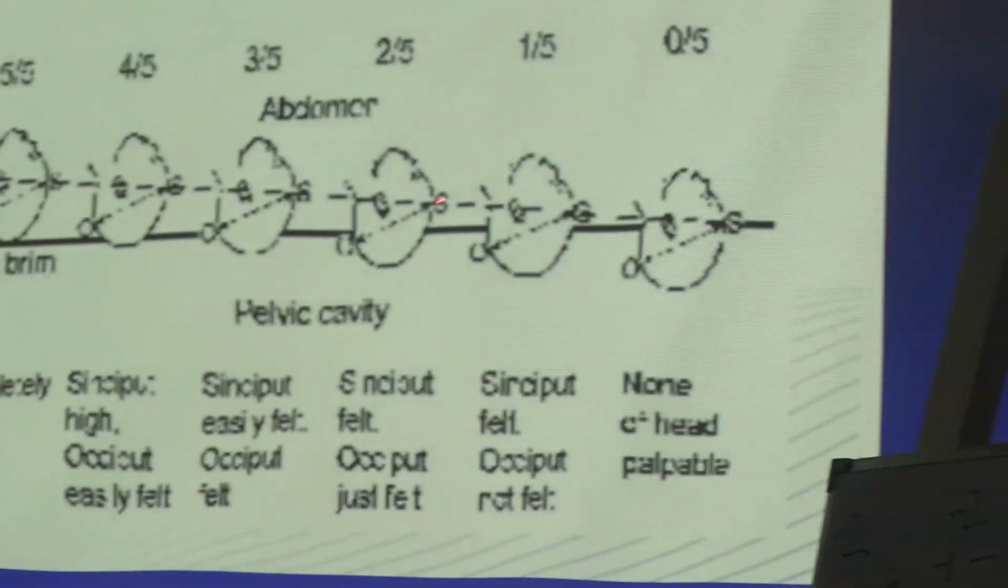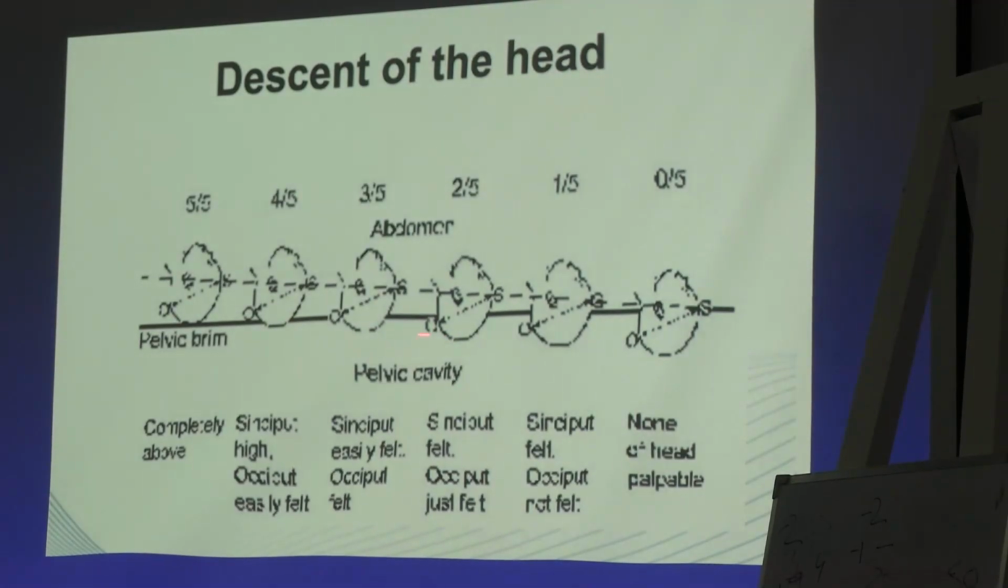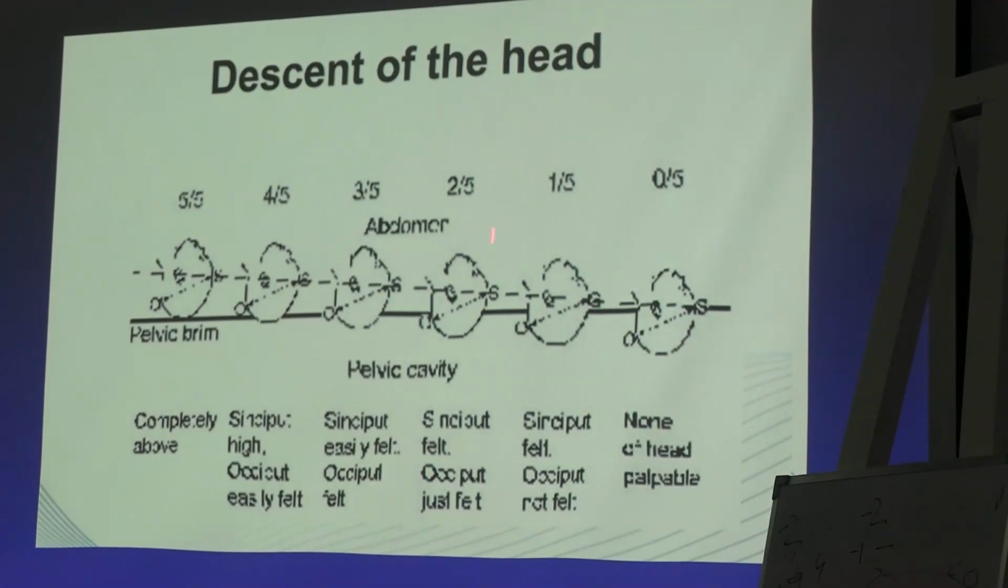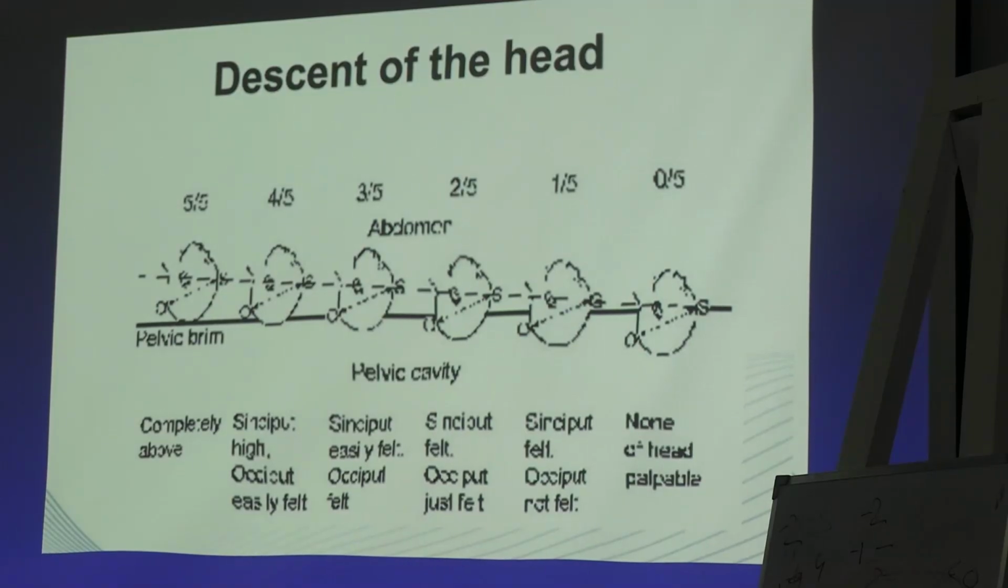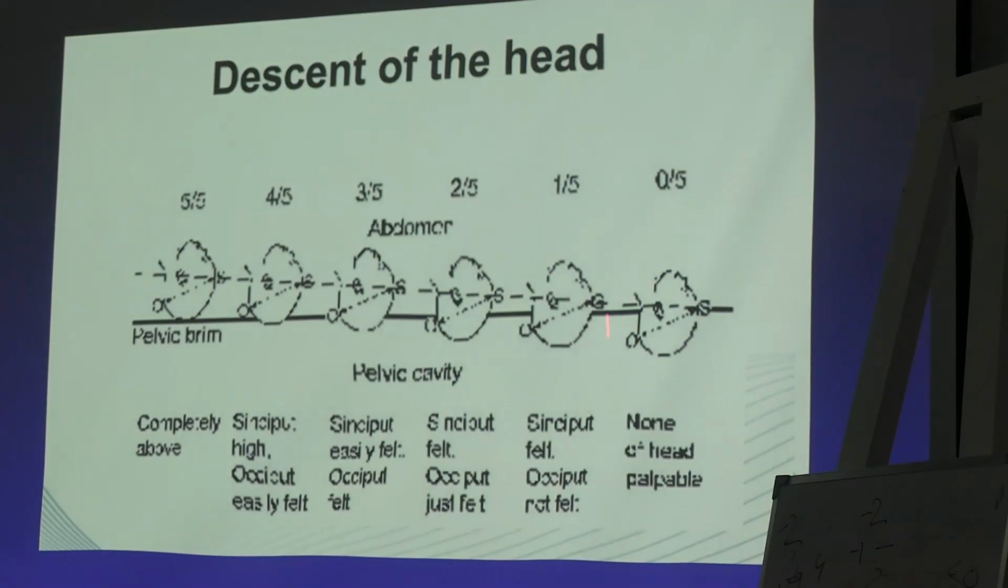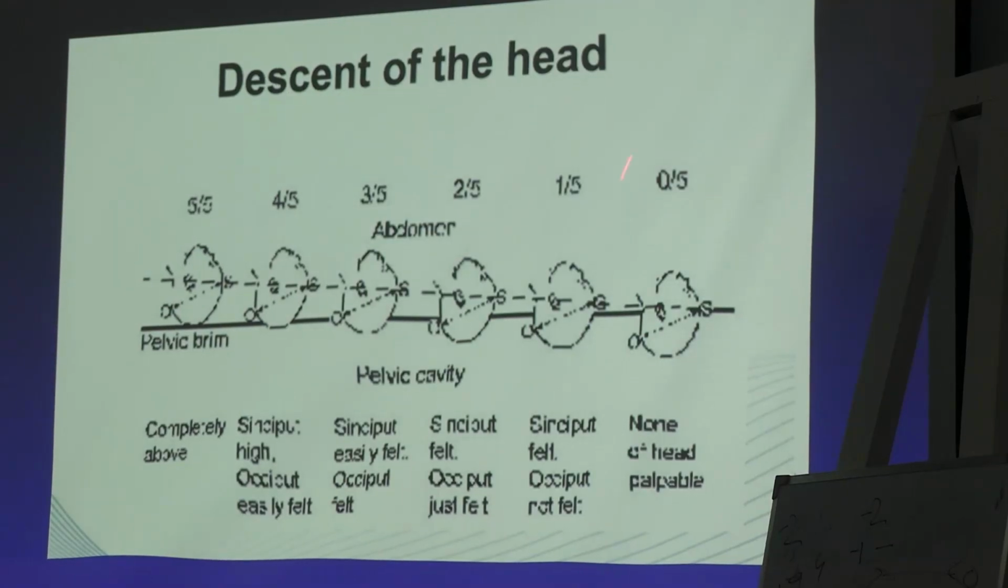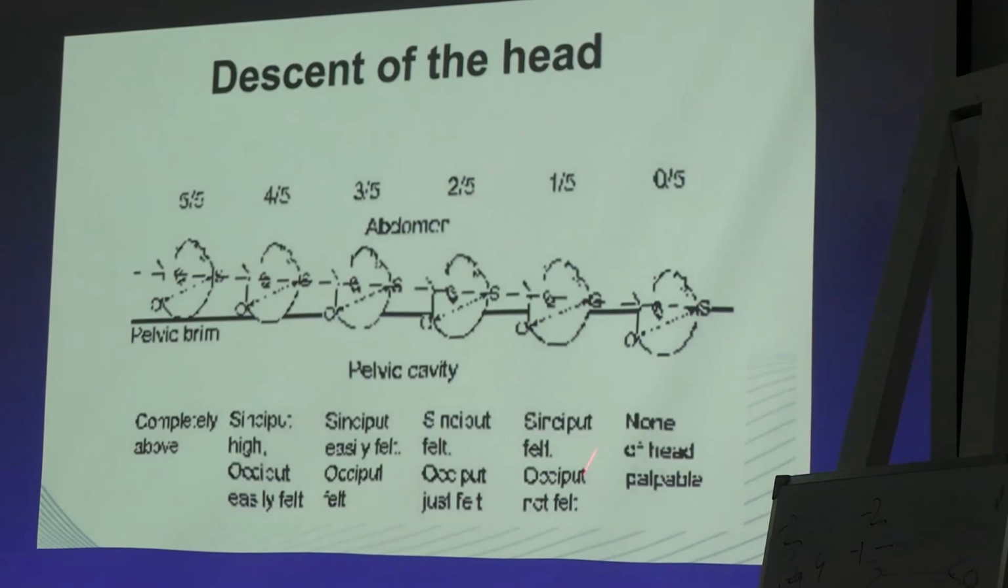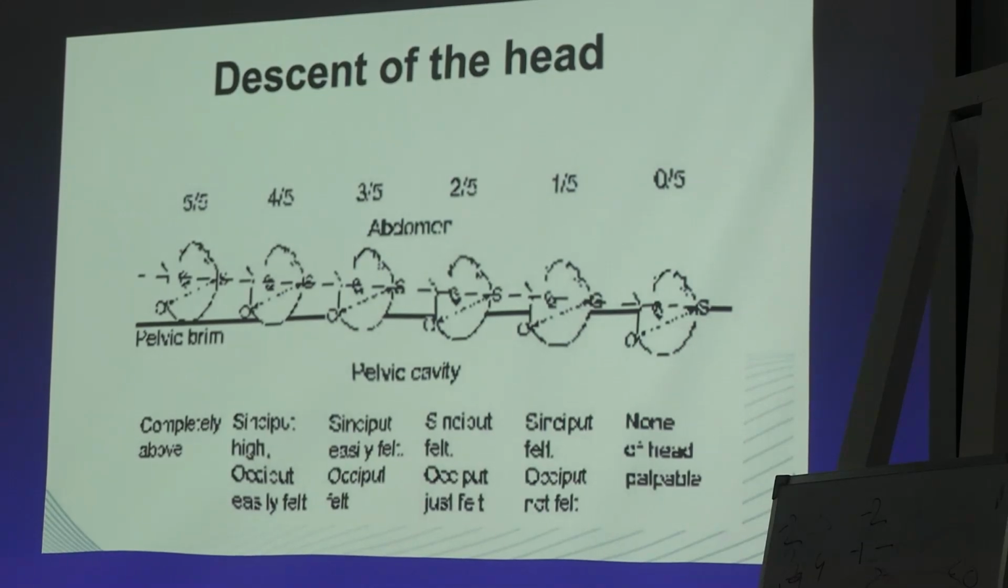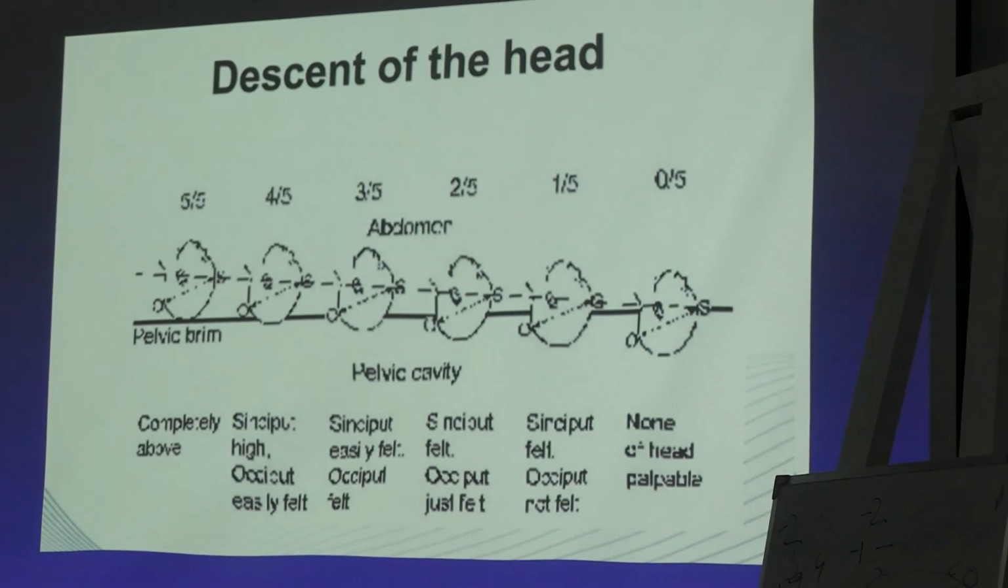This is the fifth finger. This is 5 by 5: the whole of the head is above. This is 4 by 5: slightly below the pelvic brim. 3 by 5: the sinciput is palpable, but the occiput is not palpable. And 2 by 5: the sinciput is slightly palpable, and the occiput is not palpable. After 2 by 5, the head is engaged. 1 by 5: the sinciput is felt, the occiput is not felt. And 0 by 5 means neither the sinciput nor the occiput is felt, the head is not felt. This is plotted in the partograph.